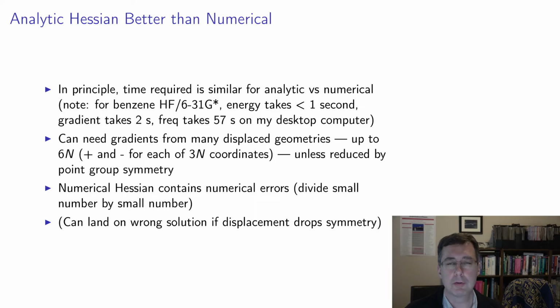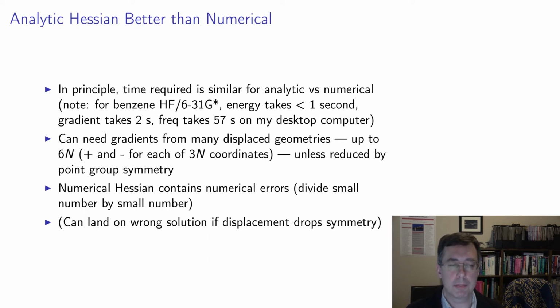There are a few reasons for that. The numerical and analytical Hessians ought to take you about the same time, so it's not necessarily a time difference question. And just to give you a sense of the times we're talking about, if I do a very simple Hartree-Fock 6-31G star calculation on the benzene molecule, on my desktop I can run the energy in less than a second. The gradient takes a couple seconds, so it takes longer, but not a huge amount longer. But the frequency takes 57 seconds. So the frequencies are absolutely more costly than an energy or a gradient.